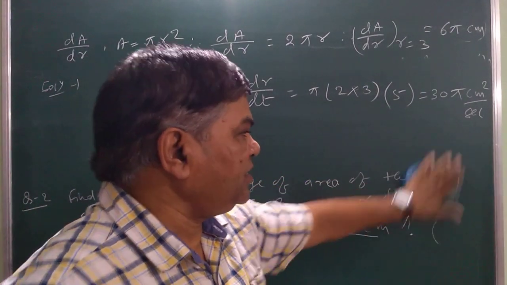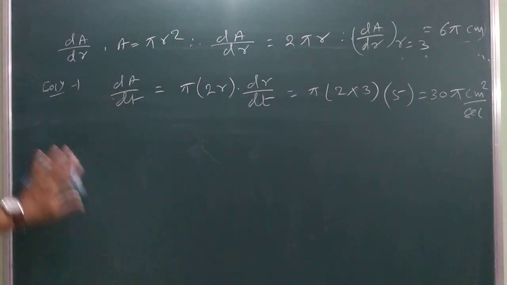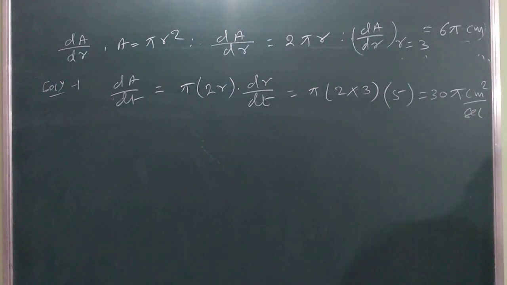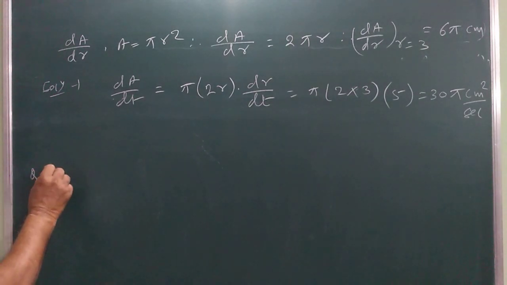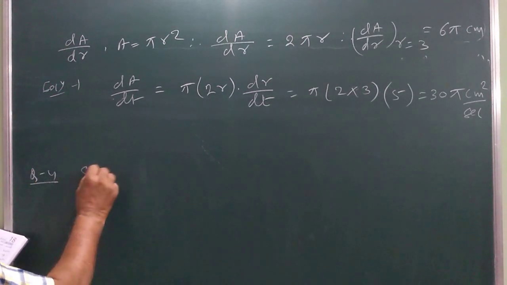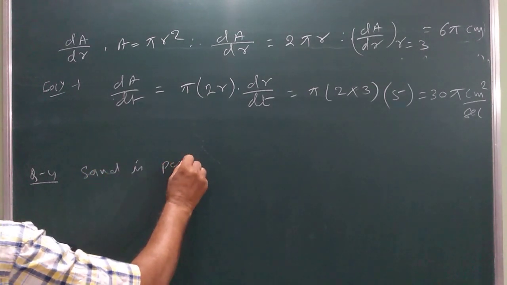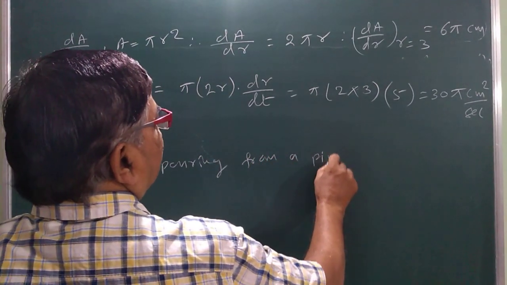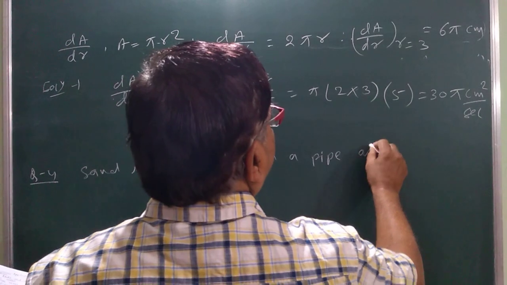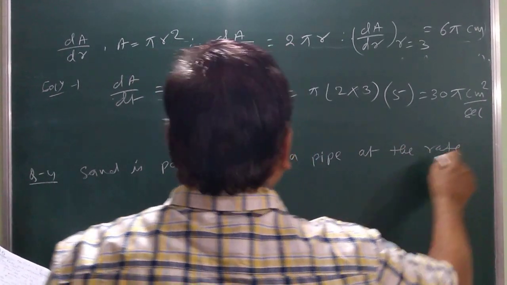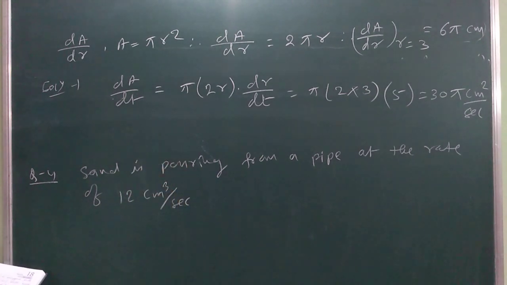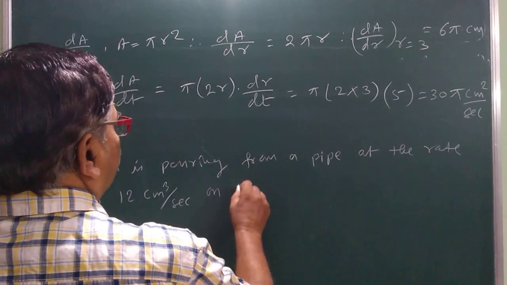Now let us move to the question of a three-dimensional figure. Take one example. All examples are from the NCERT book. Now question number 4. Sand is pouring from a pipe at the rate of 12 centimeter cube per second on the ground.